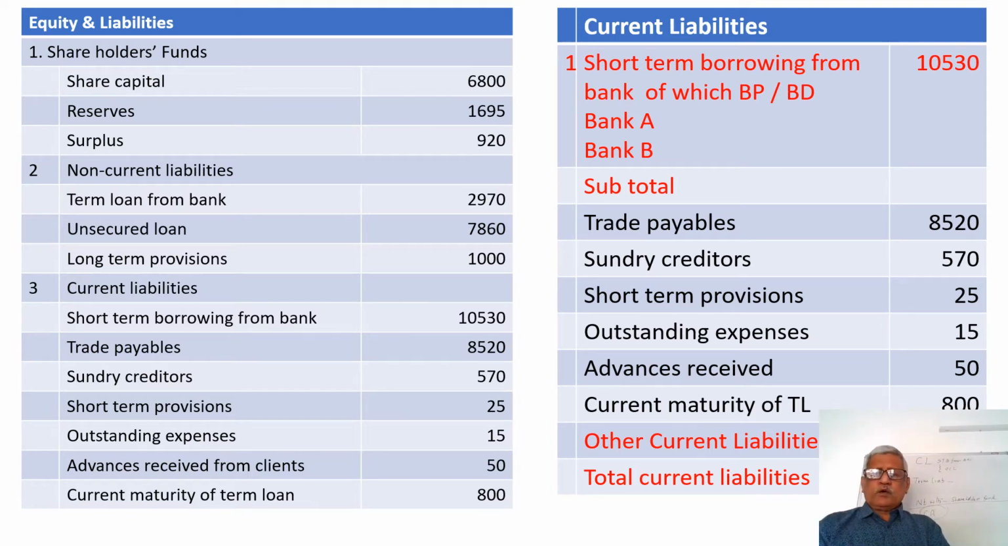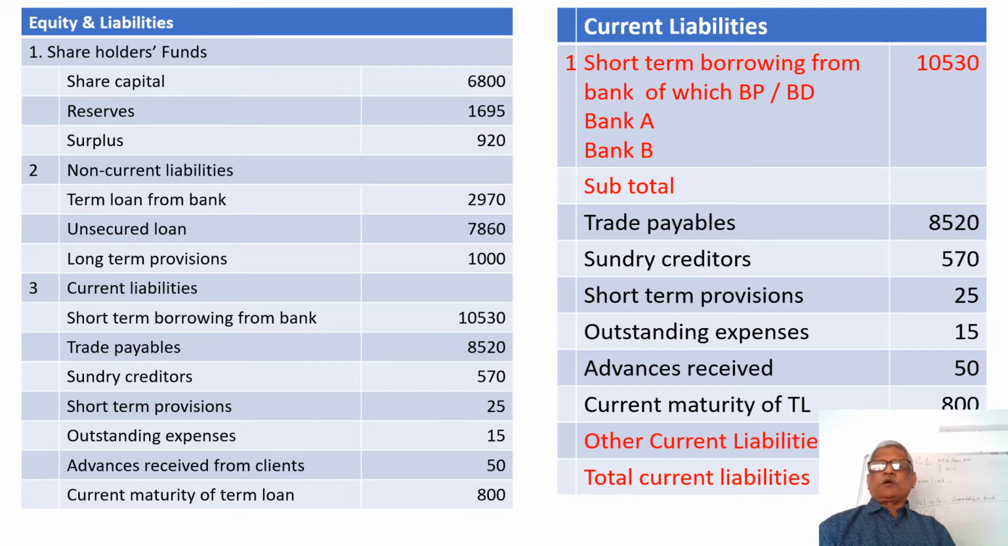Then comes all other current liabilities which have to be paid within the next 12 months. These are labeled as other current liabilities. So other current liabilities generally means any current liability excluding the bank borrowing, that is mainly the working capital borrowing. Now trade payables 8520, sundry creditors, anything which is not related to trade but is payable comes there. Short-term provisions, as I told you, these liabilities, outstanding expenses, advances received, current maturity of term loan, all these will appear as other current liabilities. Now we will total all these things and show it as other current liabilities.